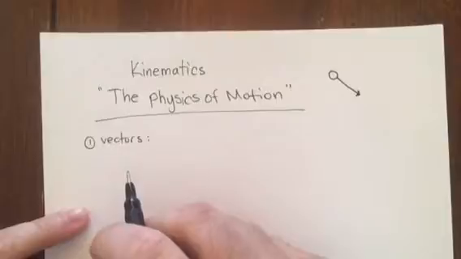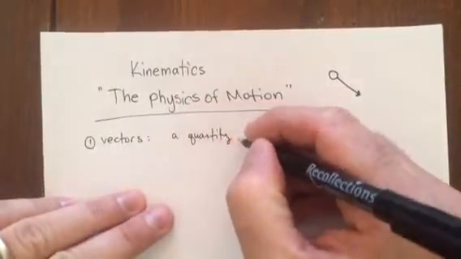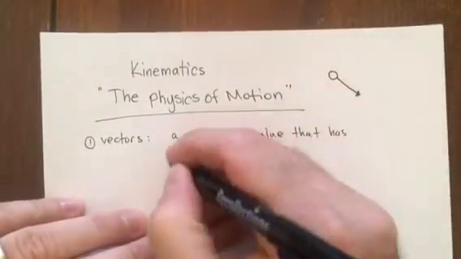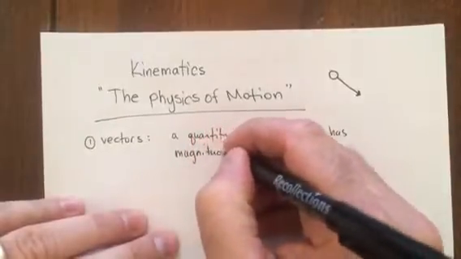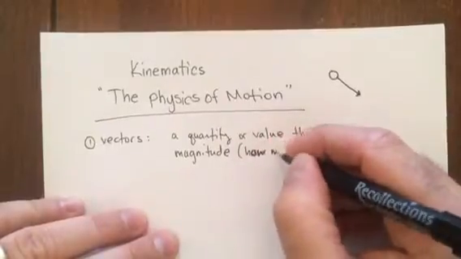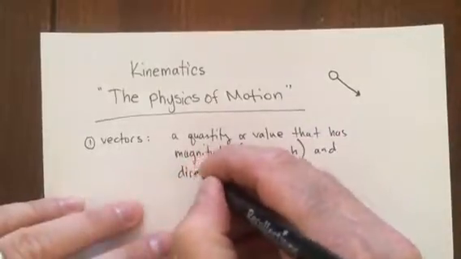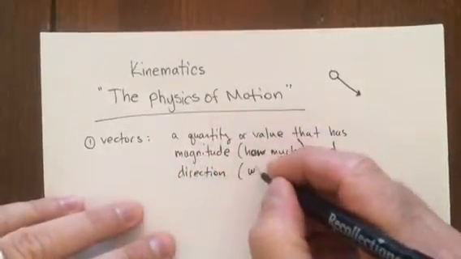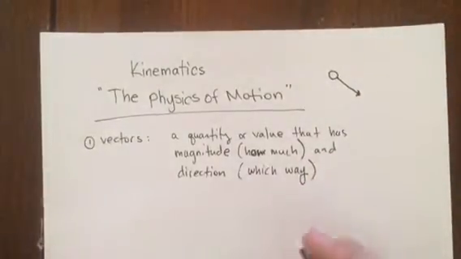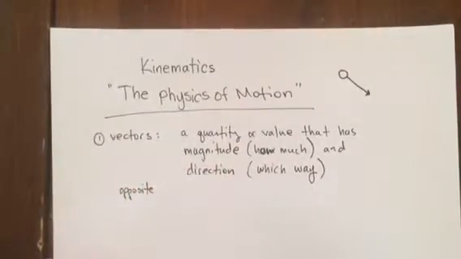So a vector basically is an arrow. It is a quantity or value that has magnitude, and that's a fancy word for how much, but it also has direction, which is which way. And that's important.